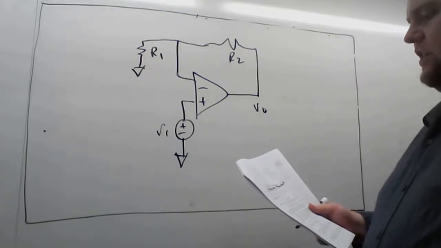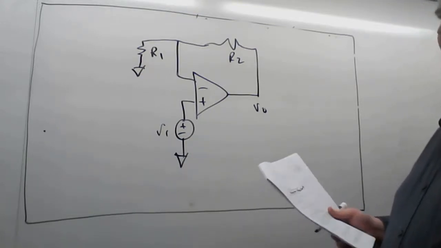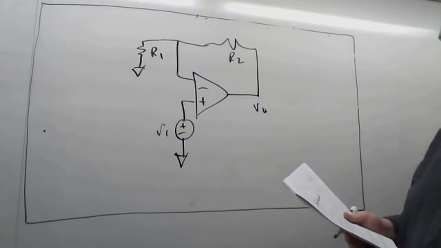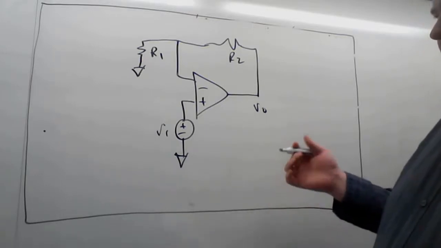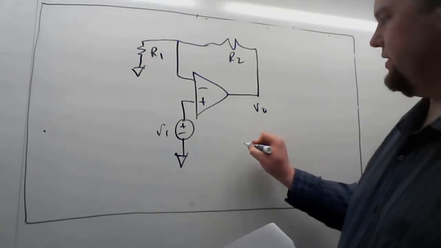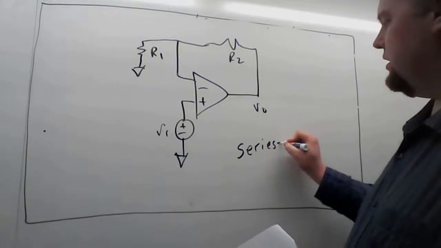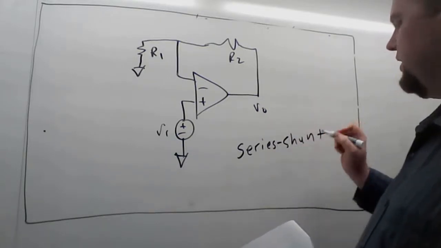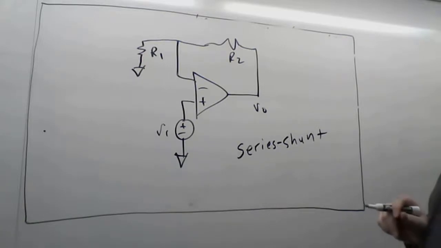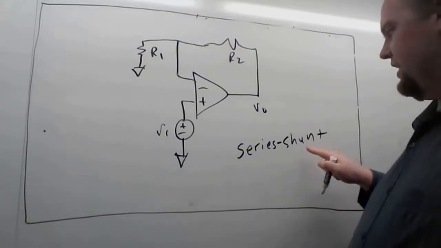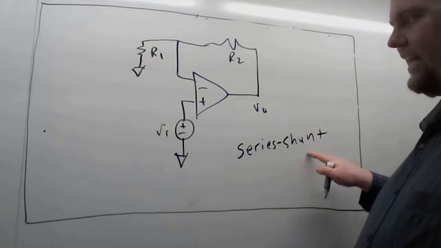So how do we name this circuit? I'm going to write the name that our book uses, and then talk about why it's that way. So this is a series-shunt configuration. I'm first going to talk about where we get the term shunt from, the second term in this.